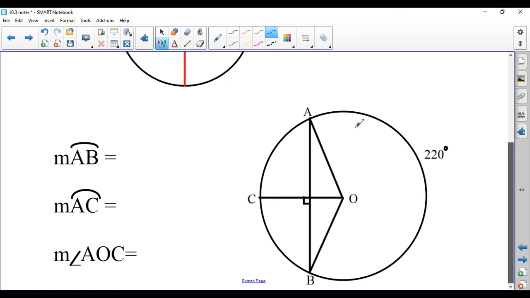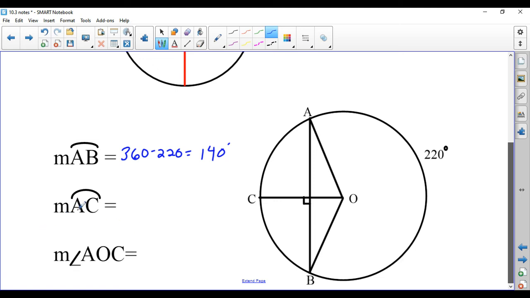Here, we are given the one arc measure from A all the way around to B. That's a major arc. The first question asks for the measure of arc AB, which refers to the minor arc from A going to B. So we're going to take 360 minus the 220 gives us an arc measure of 140.